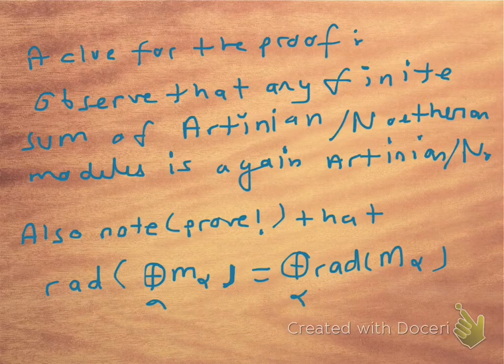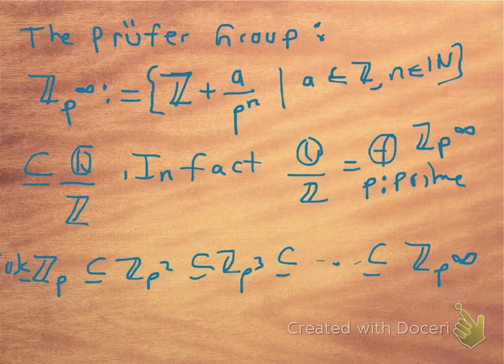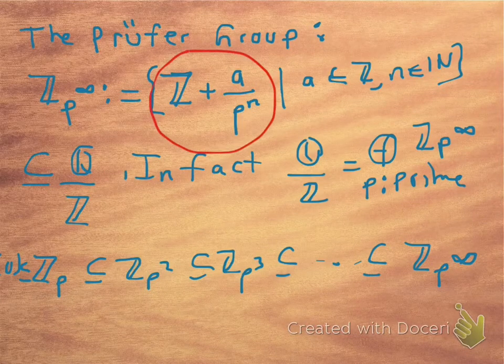Let's look at that. As for the module case, here's an example of an Artinian module that's not Noetherian. This is the well-known Prüfer group, and it's simply the subgroup of Q over Z consisting of elements of this form for a fixed prime P. Here n and a are variables, in the naturals and Z respectively.